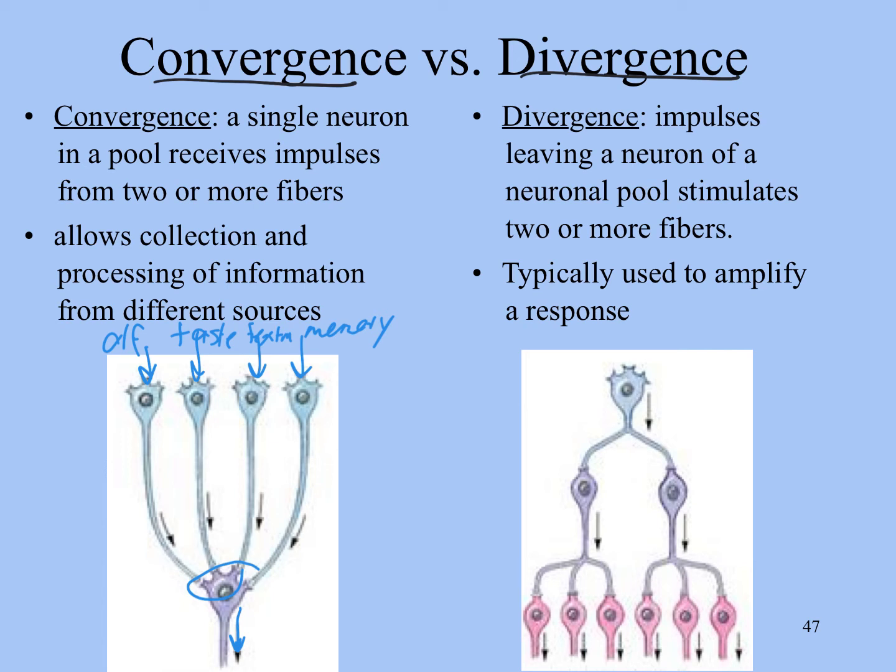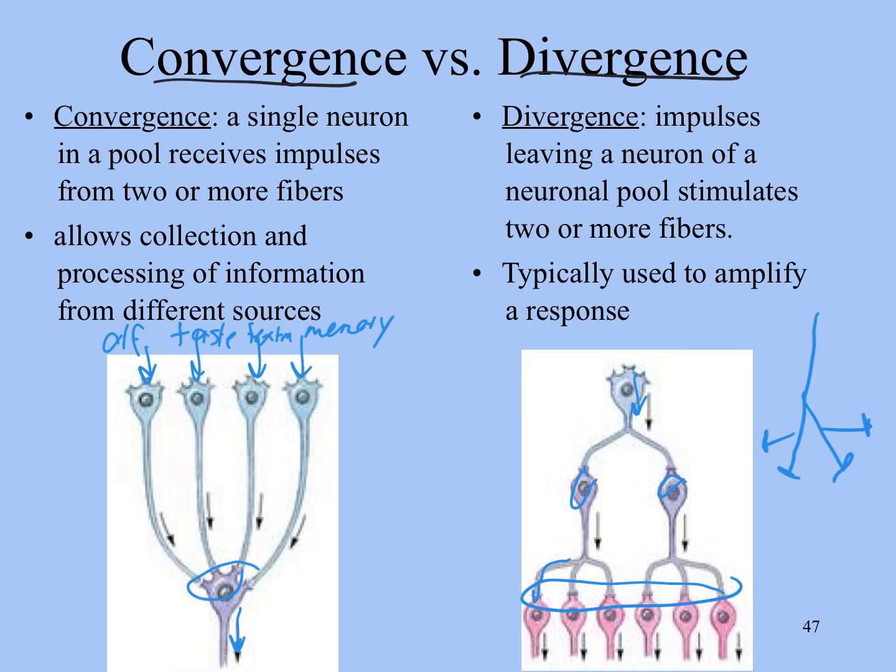Diverging circuits, on the other hand, is where you have one neuron, and remember, axons don't necessarily have to be one single unit. Axons can split into many different directions and synapse on many different other cells. So you have one neuron that's splitting and synapsing onto two neurons. These two neurons are then each synapsing onto three neurons, so now you have a total of 6 neurons being activated. And pools like this are typically used to amplify responses.